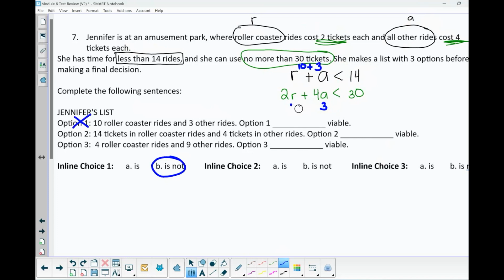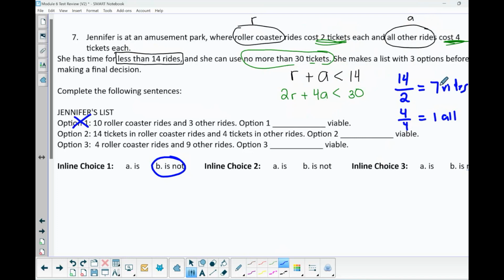Now let's check option number 2. Option number 2 says that Jennifer wants to use 14 tickets in roller coasters and 4 tickets in rides. Well, if she used 14 tickets for roller coasters, and each roller coaster is worth 2 tickets, that means she went on 7 rides. And she used 4 tickets. Each of the other rides is 4, so she rode 1 other.